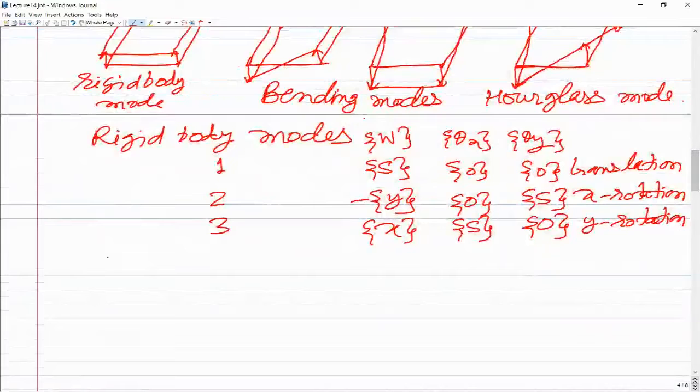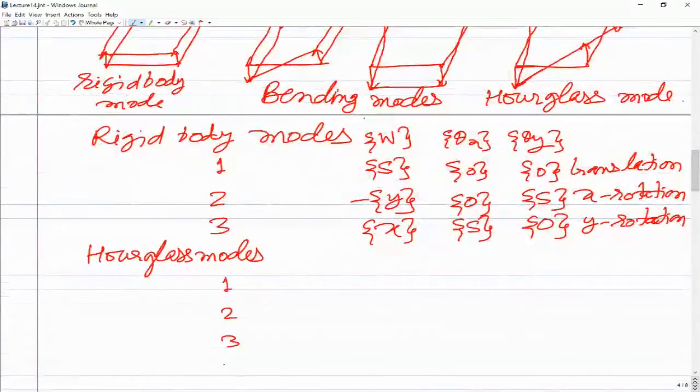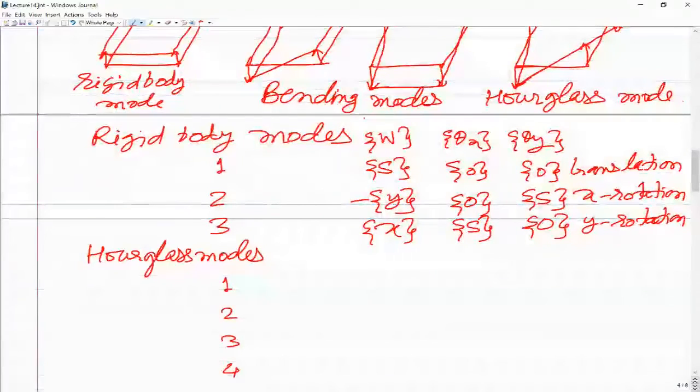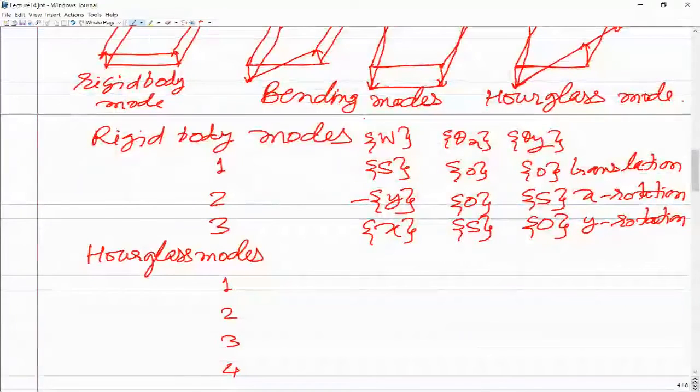Now when you talk of hourglass modes, so hourglass modes again, say 1, 2, 3. Sir, how did the x and minus y come? Now if here s is the rotation about the negative x axis, now if you look at it, there is a rotation about the negative x axis.